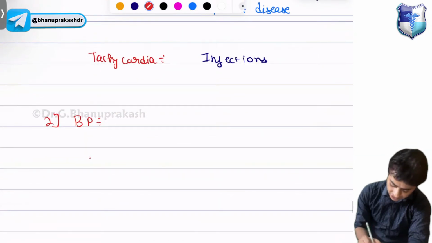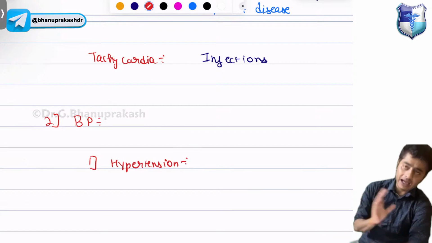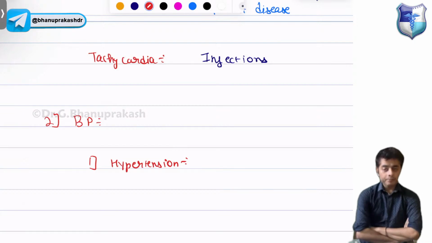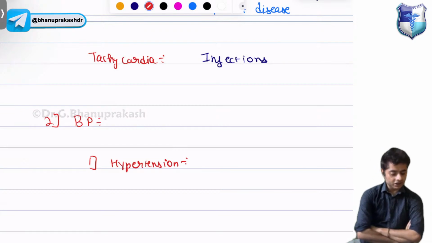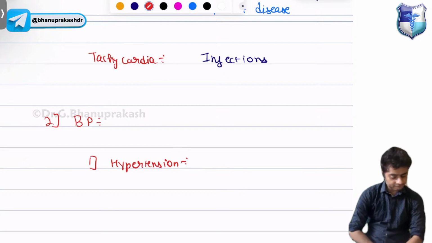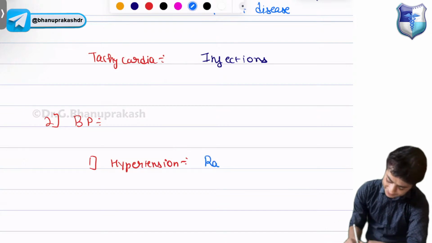In blood pressure, first is your hypertension. So a patient of coma having hypertension, what will you suspect? Patient of raised ICP having hypertension, Rishali, Dheeraj, anyone other than Naveen? Anyone can answer? Aryan, Rishali, it is your raised ICP.